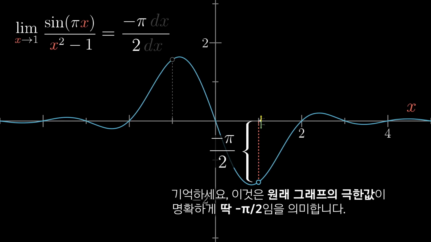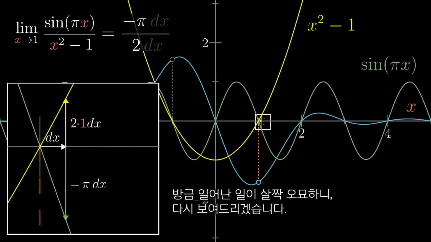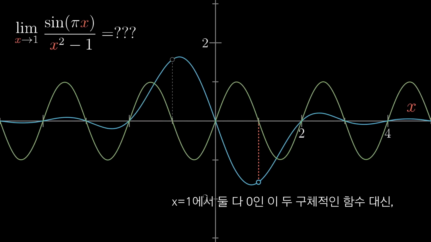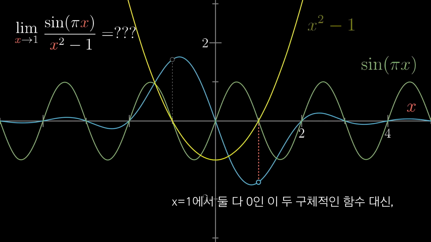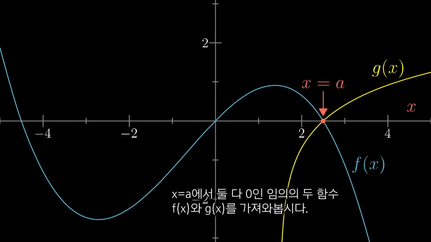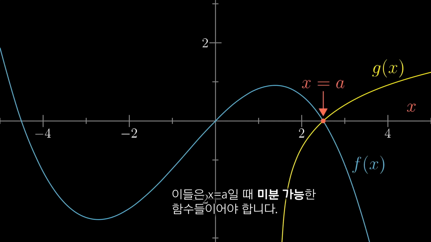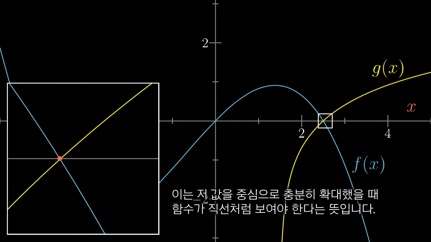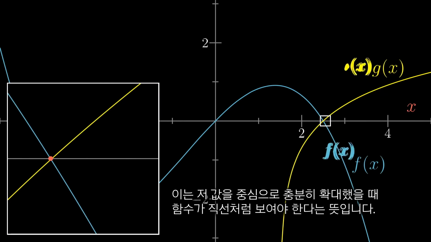Now, what happened there is a little subtle, so I want to go through it again, but this time a little more generally. Instead of these two specific functions, which are both equal to 0 at x equals 1, think of any two functions, f of x and g of x, which are both 0 at some common value, x equals a. The only constraint is that these have to be functions where you're able to take a derivative of them at x equals a, which means that they each basically look like a line when you zoom in close enough to that value.